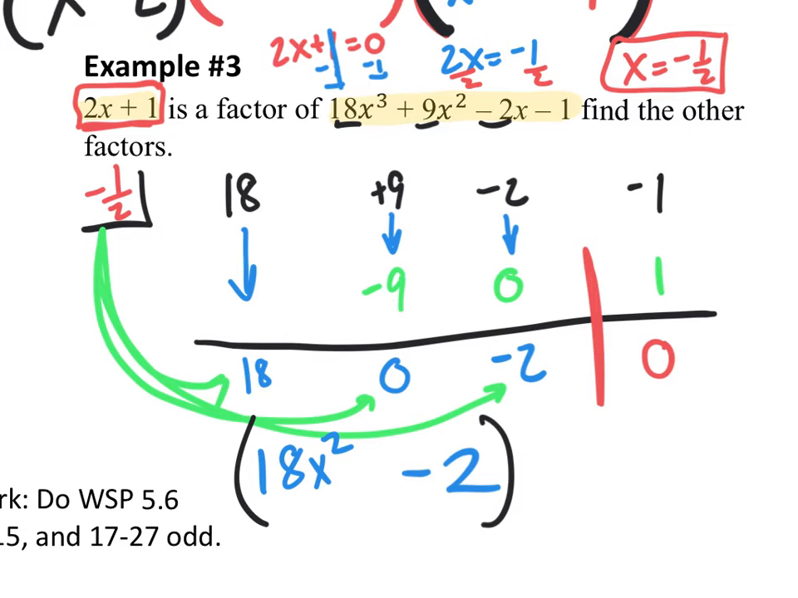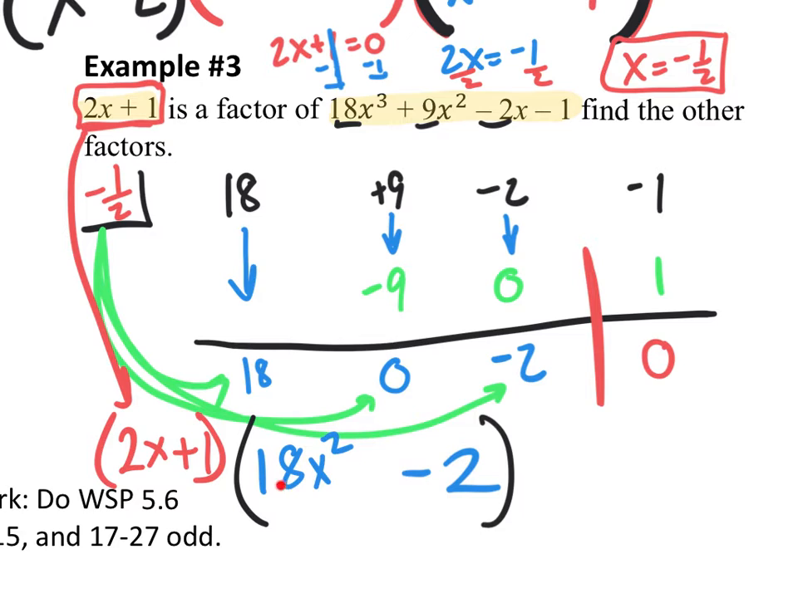So technically, if I were to take the 2x plus 1 and multiply it by the 18x squared minus 2, it would give us the original 18x cubed plus 9x squared minus 2x minus 1. This guy up here, if I were to distribute and combine like terms. But that's not what they're asking us to do. They're asking us to find the other factors. So the question is, is this a factor? Yes, it is, but could it be factored further?